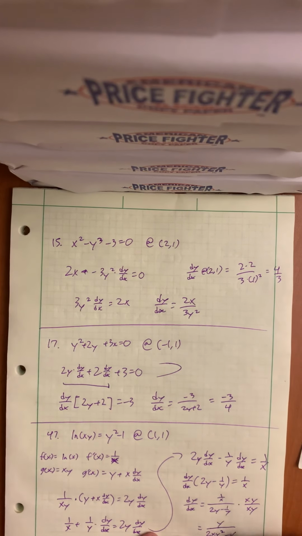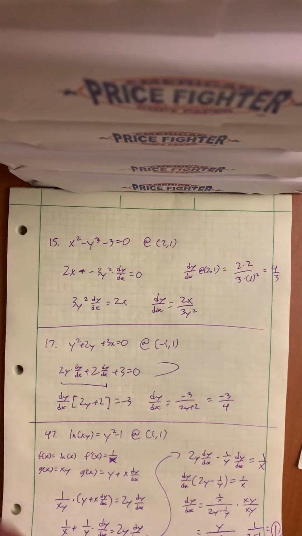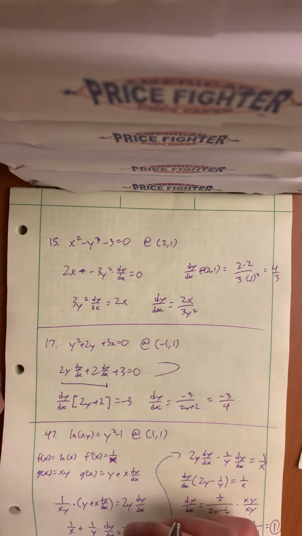So this might be what you saw in the back of the textbook. Right, now we're plugging in (1, 1). So 1 over 2 times 1 squared minus 1 is equal to 1 over 1, which is 1. Great, so that's 47.